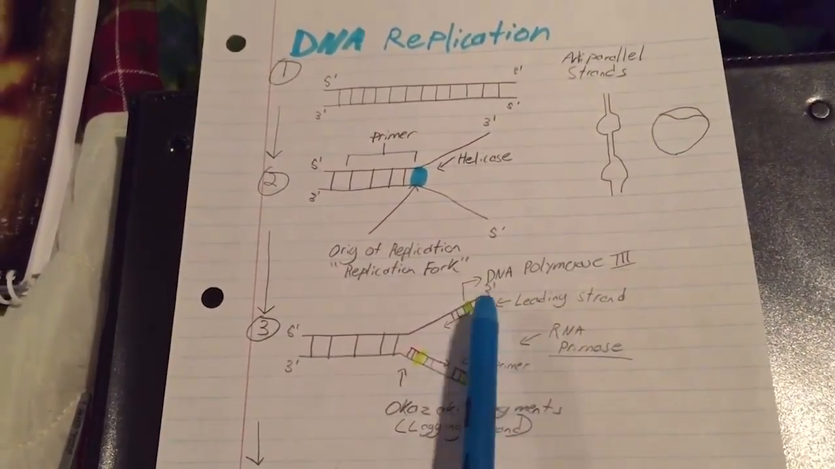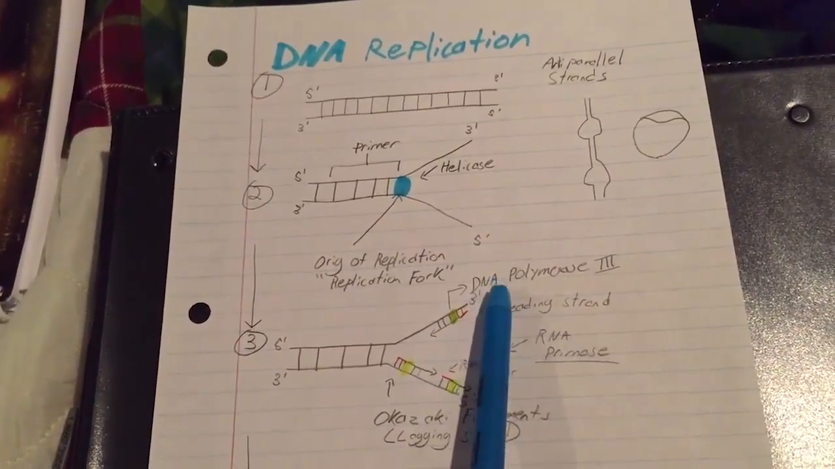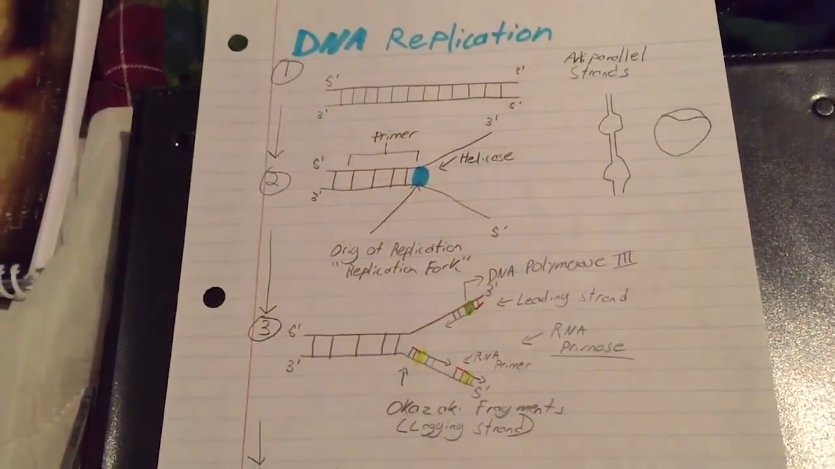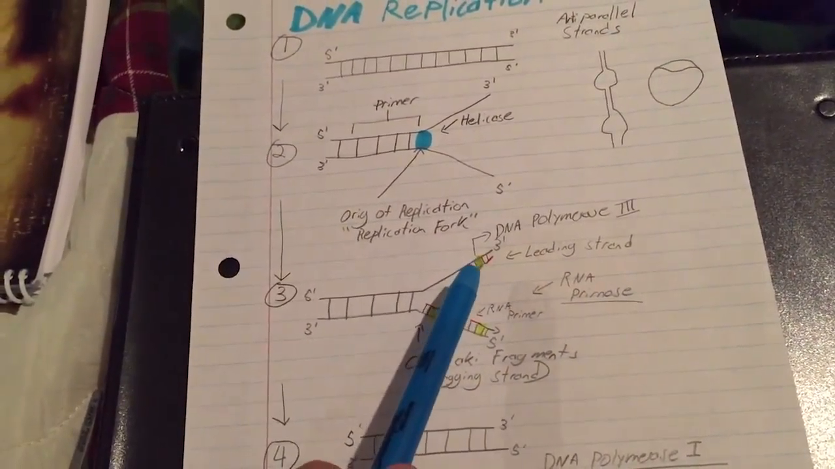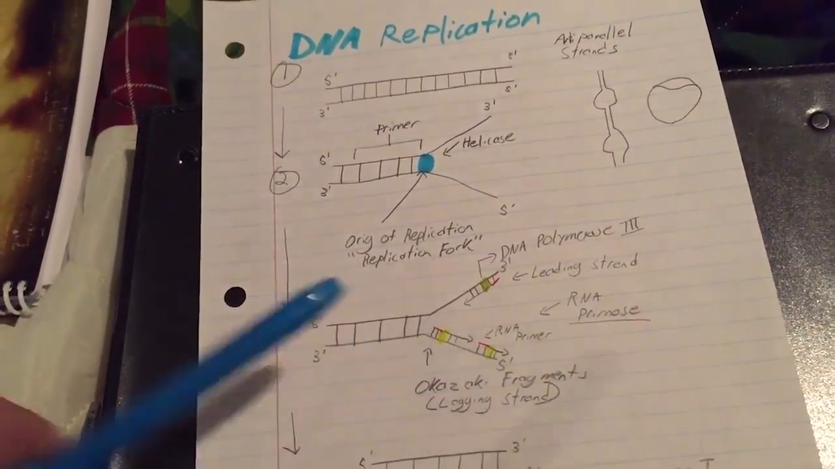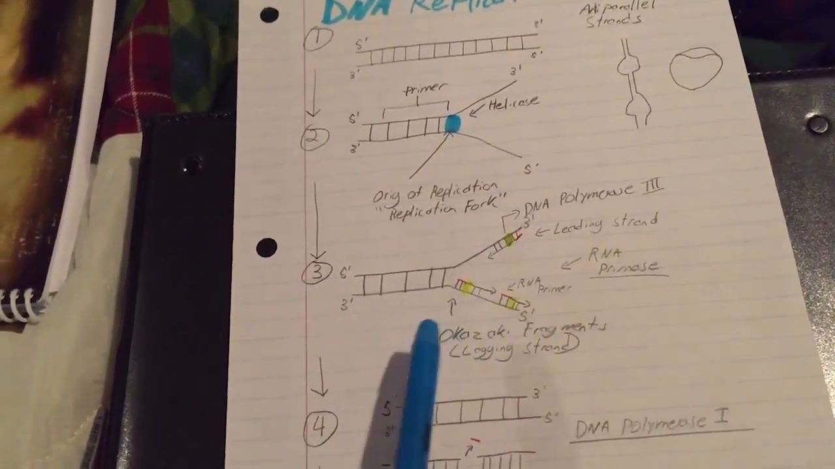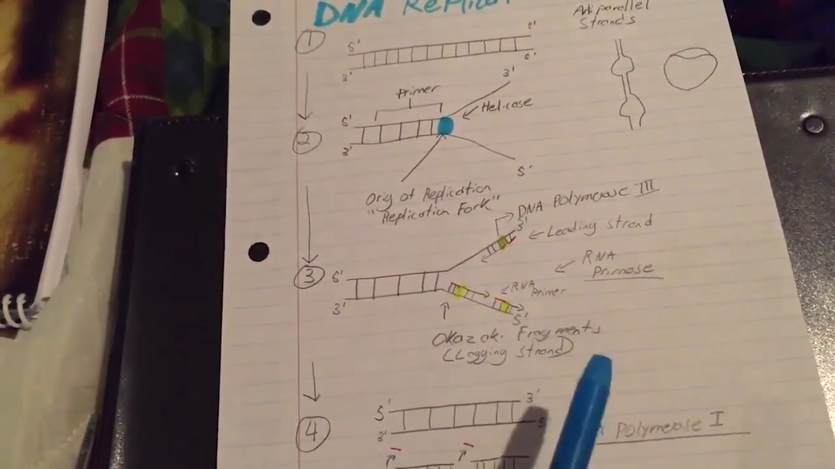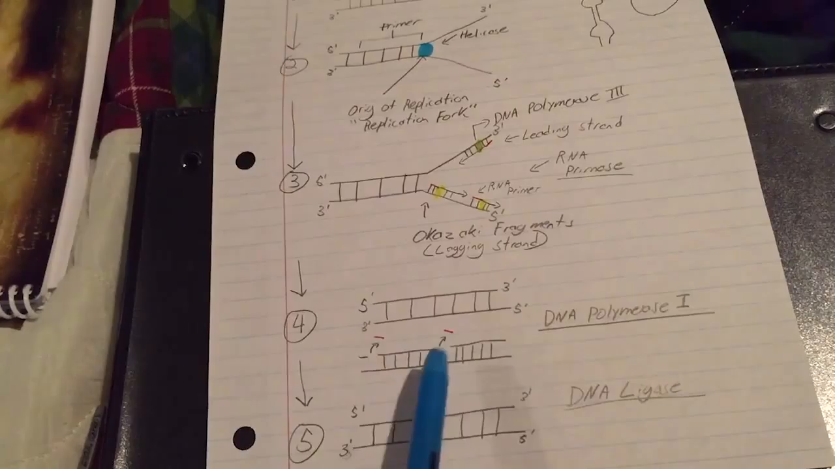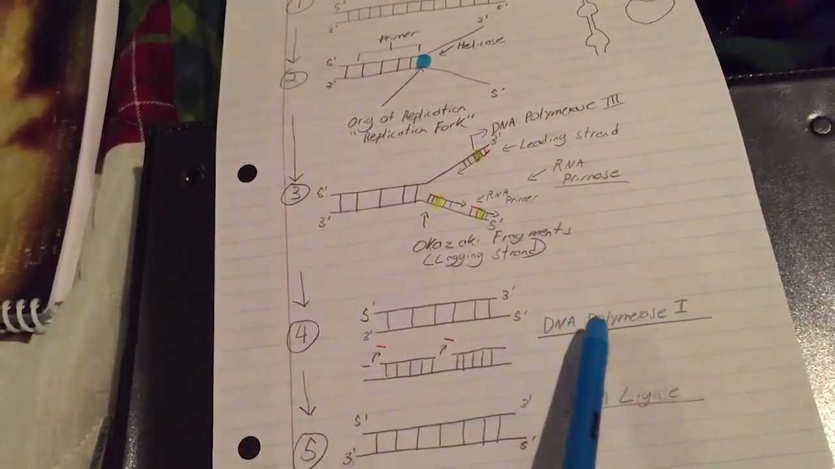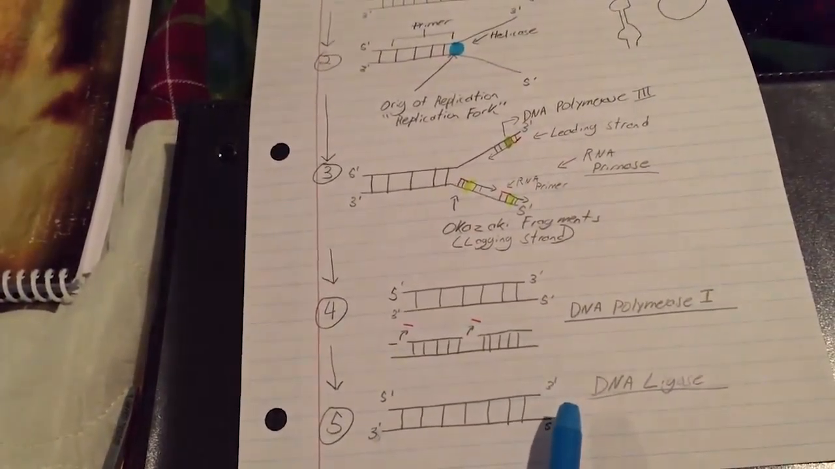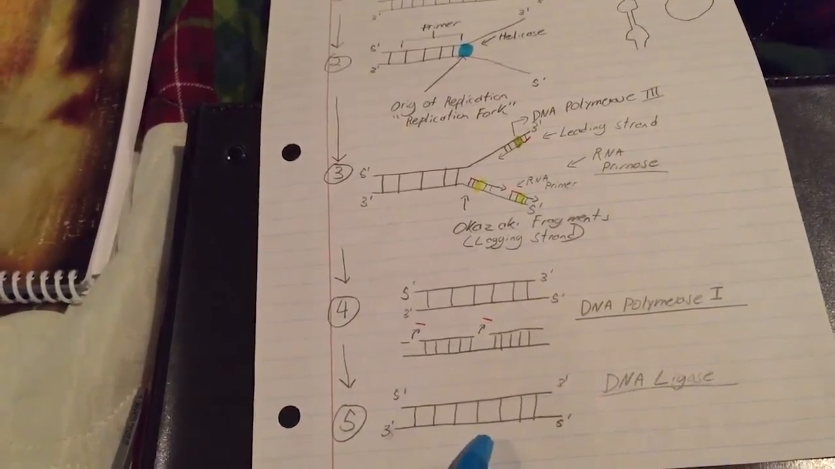RNA primase adds RNA primers to each strand, and DNA polymerase III adds new nucleotides and creates new phosphodiester bonds. As these strands go, this is the leading strand, which is continuous, and this is the lagging strand, which is discontinuous because of the direction of replication. These fragments are called Okazaki fragments. When these fragments need to be joined up and the RNA primer is removed, this is the job of DNA polymerase I. It removes the RNA primers, and then DNA ligase combines them together and makes a brand new DNA.